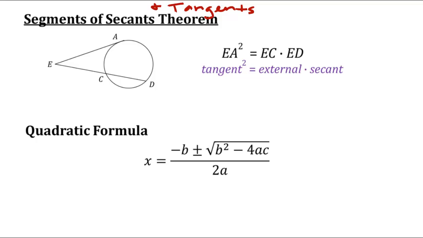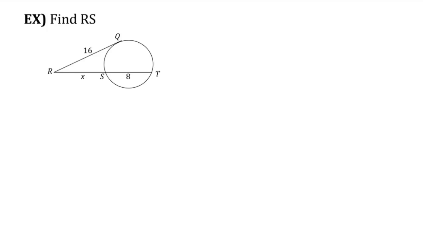And in this next problem, I just want to remind you all about the quadratic formula. You should all know the Pop Goes the Weasel song to this. If you don't, YouTube is your friend. So x is equal to negative b plus or minus the square root of b squared minus 4ac all over 2a. All right, now let's try a problem using my secants tangent theorem.